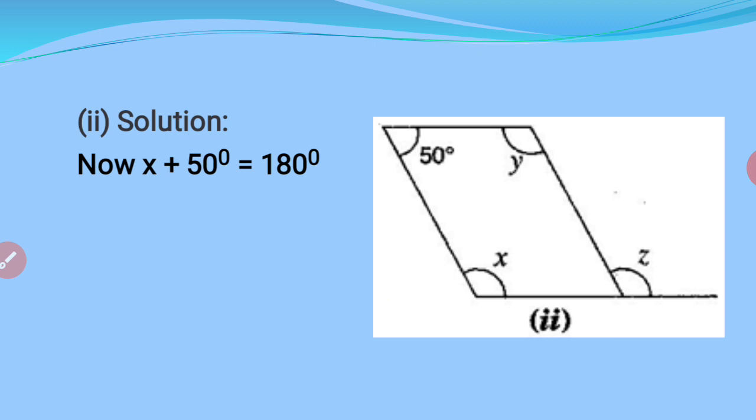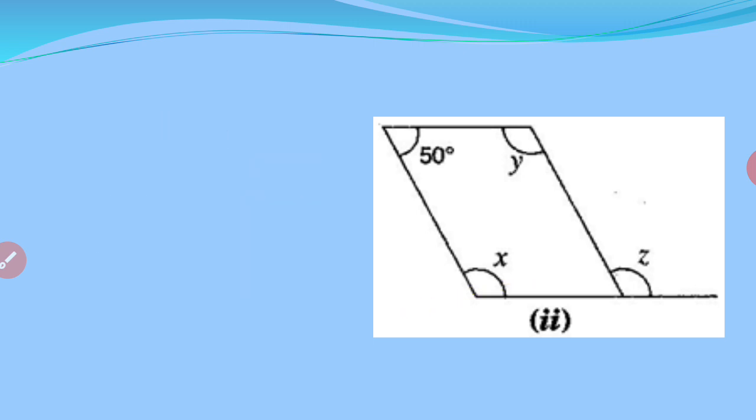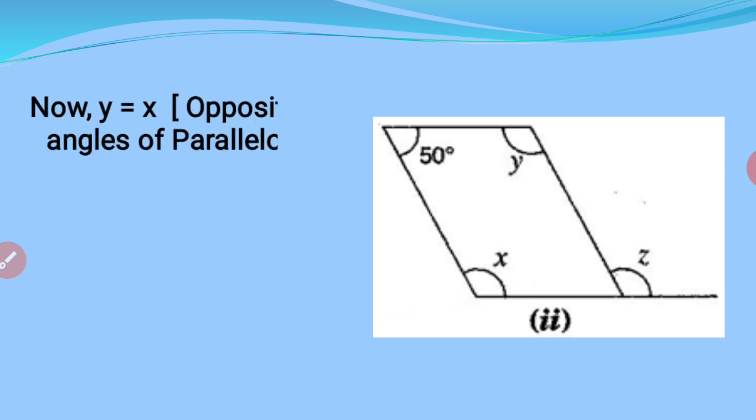X and 50 are the adjacent angles of the parallelogram. So their sum is 180. When we solve it, we get the value of x, which is 130 degrees. Now, if x is equal to 130 degrees, then y also will be equal to 130 degrees because they are the opposite angles of the parallelogram.